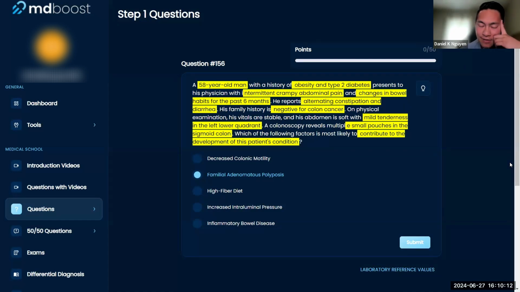It's unlikely that a high fiber diet would cause it; that should actually help, because you're going to be able to pass stool better. So that shouldn't lead to diverticulosis. Increased intraluminal pressure, though: the more intraluminal pressure you have, the more it should weaken the walls and create outpouching. So that's high on my list right now.